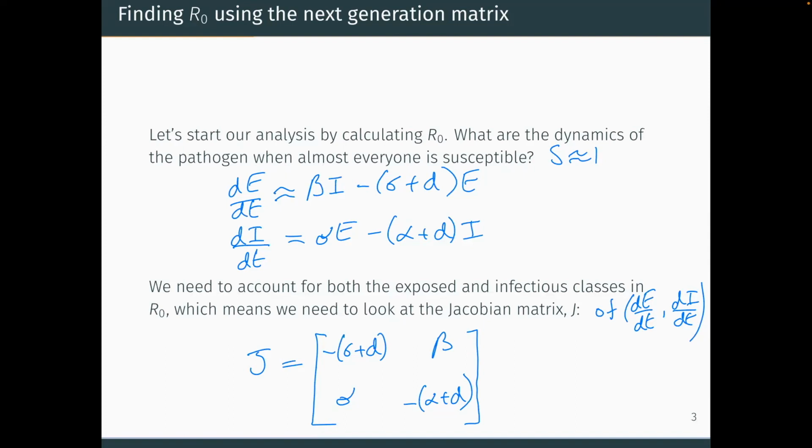So if we find that the eigenvalues of this Jacobian at our disease-free equilibrium, which already is at our disease-free equilibrium, in fact, I'm going to write, at our DFE, we have this. Just to make sure that's clear.